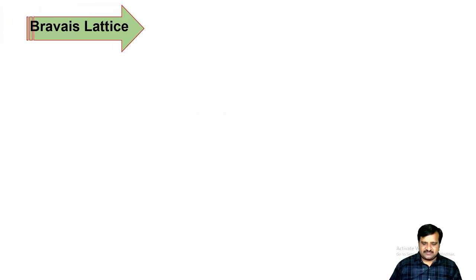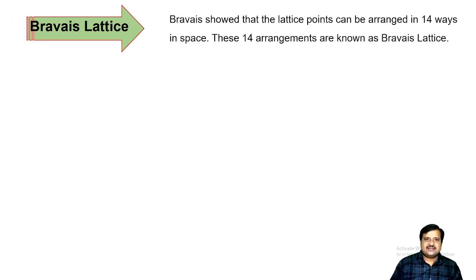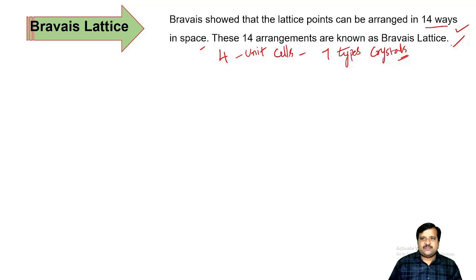Okay, so the next one is Bravais lattice. Bravais showed that lattice points can be arranged in 14 ways in space. These 14 arrangements are known as Bravais lattice. So there are a total of 4 types of unit cells and 7 types of crystal systems, which are shown in the 14 ways in space. So the Bravais lattices are the 14 types of arrangements in space by the 4 types of unit cells and 7 types of crystals.